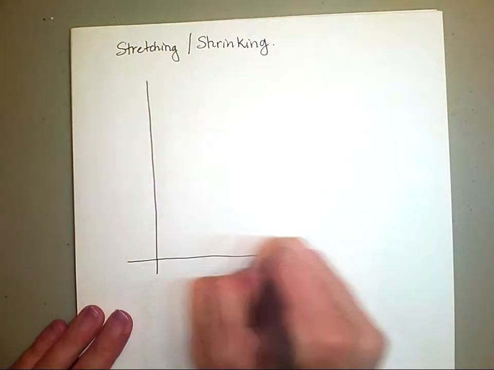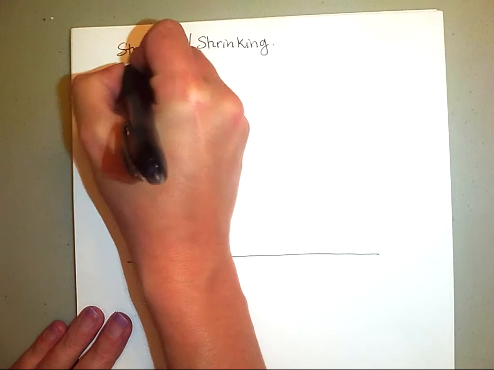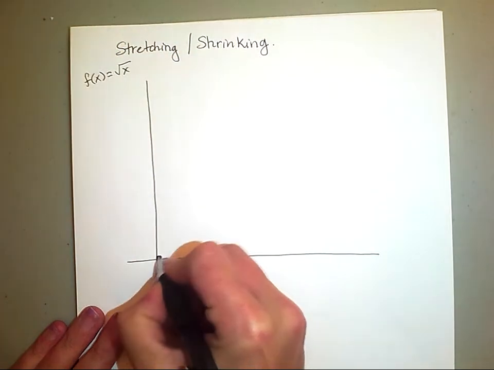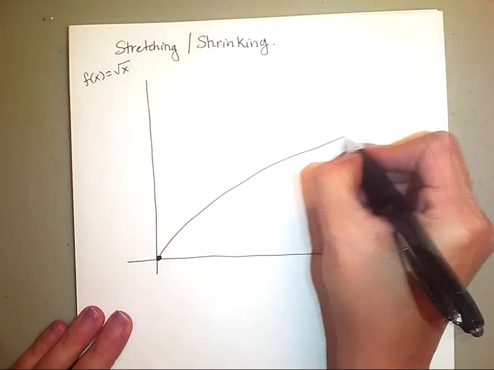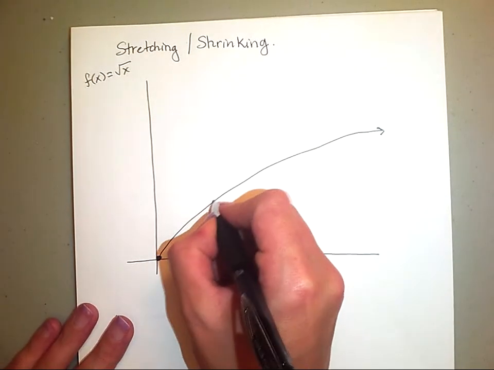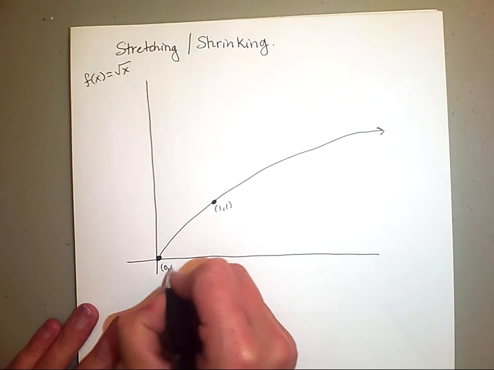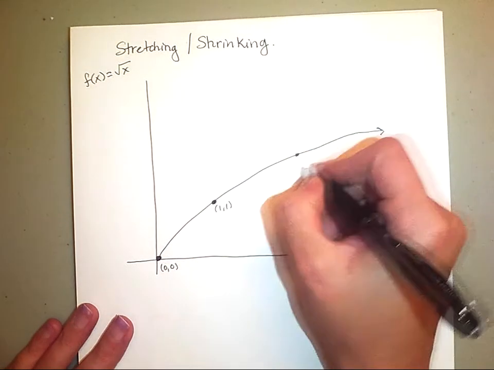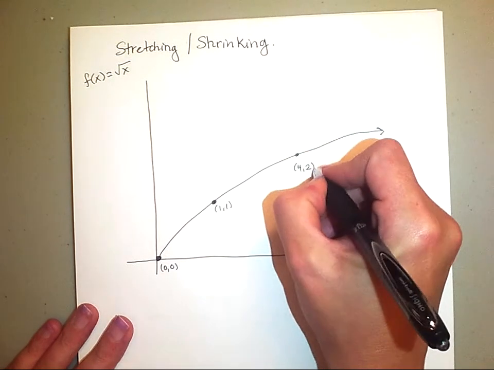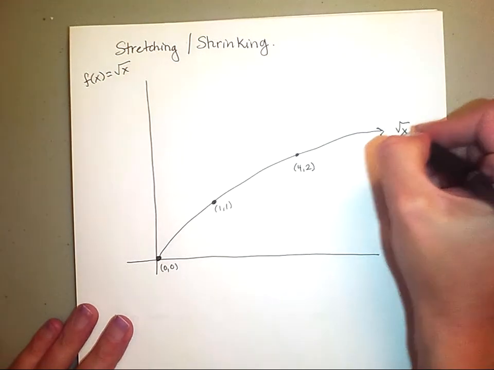So to do this, let's look again at, let's let f of x be equal to the square root of x. Okay? So it will look like so. Giving myself enough room here. This will be 1, comma 1. This is 0, comma 0. And this is 4, comma 2. This is the square root of x.